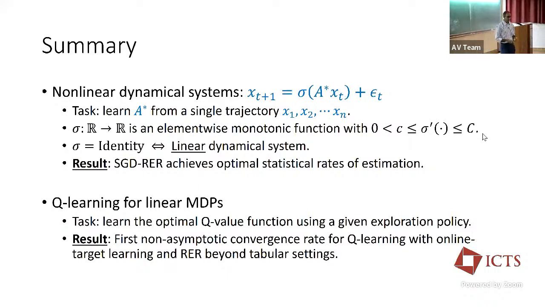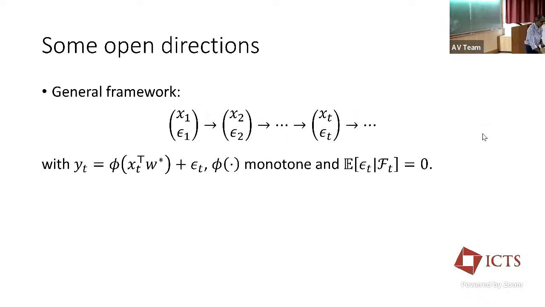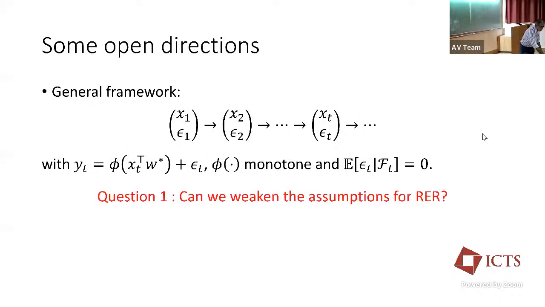Okay, so that's all I have. So this direction obviously leads to a variety of interesting questions. One is that so far in our entire framework, we have been assuming that the noise that you get is zero mean given the past data points, which might not be true in a lot of settings. So weakening these assumptions would be interesting.